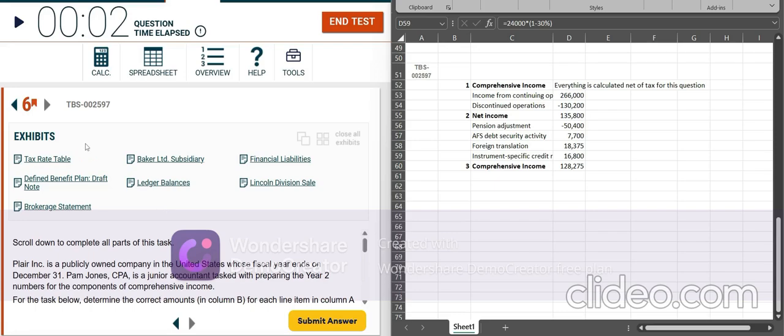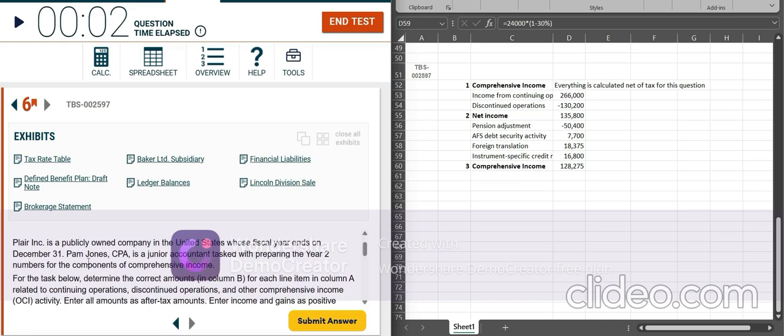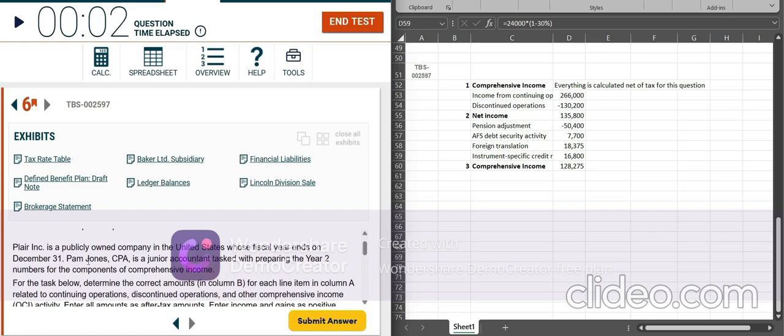Hello, so in this video we are going to solve task-based simulation number 002597. In this simulation we are going to talk about Player Incorporation, which is a publicly owned company in the United States, whose fiscal year ends on December 31st, and Palm Jones Vision CPA is a junior accountant tasked with preparing the year two numbers for the components of comprehensive income.